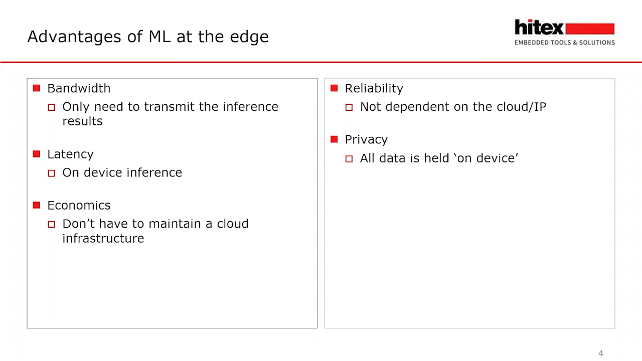Also reliability, so the device can run standalone so that we're not dependent on having a big cloud IP structure. This also makes our end design much more economic to run as well, that we don't have to maintain a big cloud infrastructure for 10, 15, 20 years. And we also have an important privacy issue that all of the data is held on the device and it isn't ever shifted out of the device and onto the cloud. So there's a lot of strong advantages to using machine learning algorithms on the microcontroller.